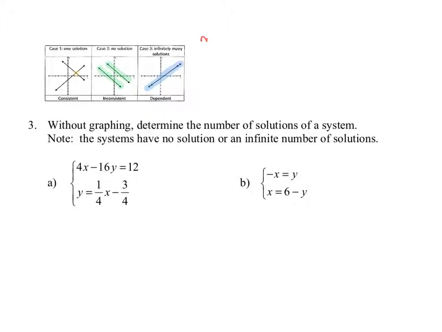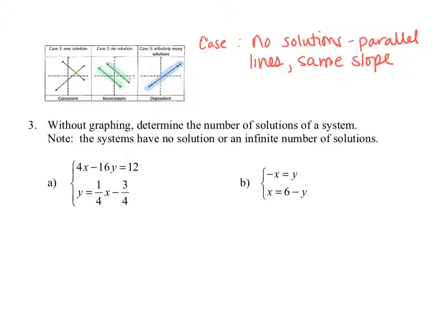In case 2, when there's no solution, we can see that the two lines are parallel. So that means the parallel lines have the same slope, but different y-intercepts. So if we could write both of these equations in y equals mx plus b form, if both of those lines have the same slope, but different y-intercepts, then we have case 2, where there's no solution.